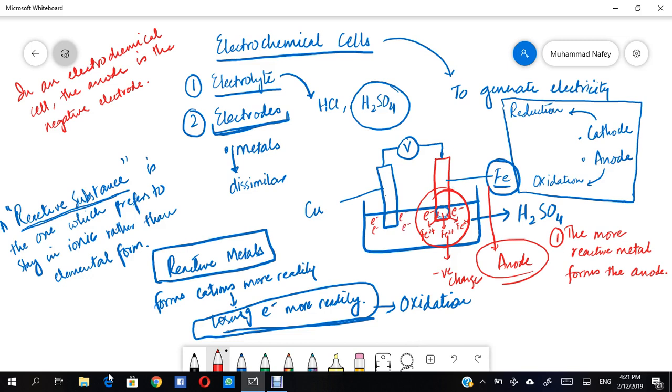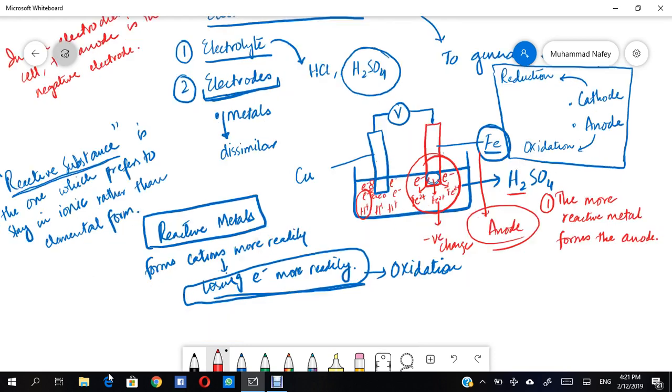And the cathode is in contact with the hydrogen ions from the electrolyte. These hydrogen ions come in contact with the electrons and form hydrogen gas. Therefore, what we'll observe at the cathode is bubbles of hydrogen gas. So let's write all of this down.